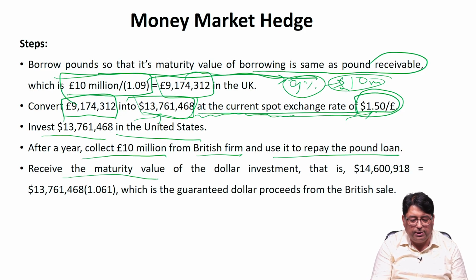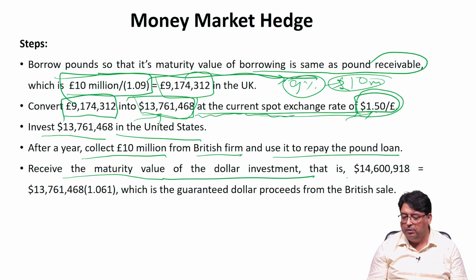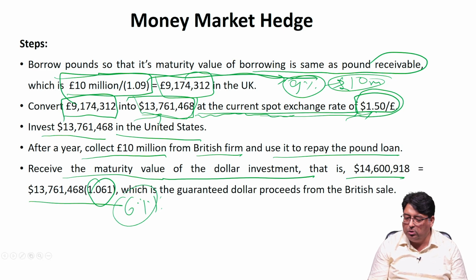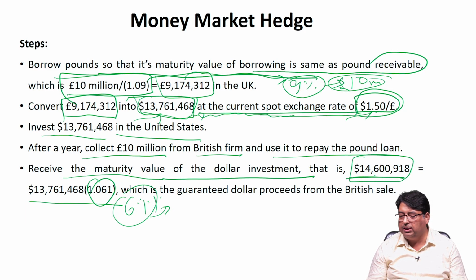And now receive the maturity value of the dollar investment, because in the US the interest rate is 6.1%. So, this amount, that is $1 crore 37 lakhs 61,468, invest it at 6.1%, that is the dollar interest rate, and ultimately the US firm will get $1 crore 46 lakhs 918. So, which is a guaranteed dollar proceeds from the British sale.